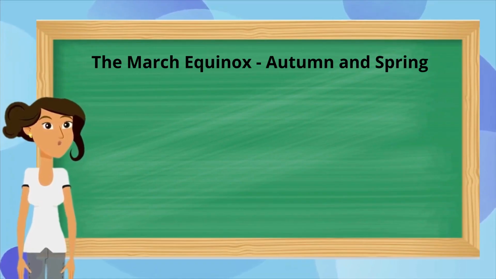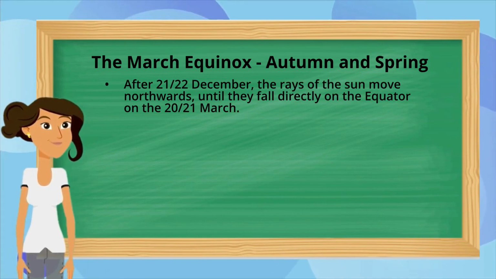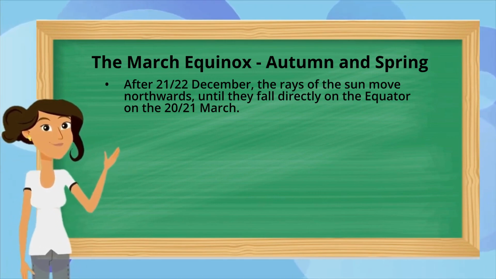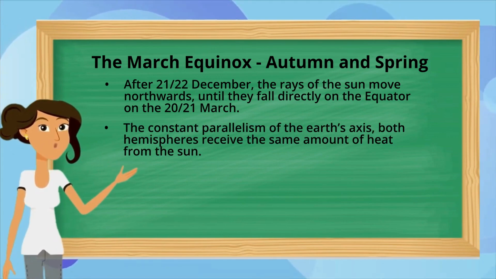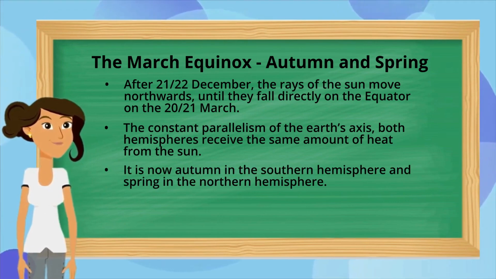Let's take a look at the March equinox. The March equinox appears between autumn and spring. After 21st to 22nd December, the rays of the sun move northwards until they fall directly on the equator on the 20th to the 21st March. Due to the constant parallelism of the Earth's axis, both hemispheres receive the same amount of heat from the sun. It is now autumn in the southern hemisphere and spring in the northern hemisphere.